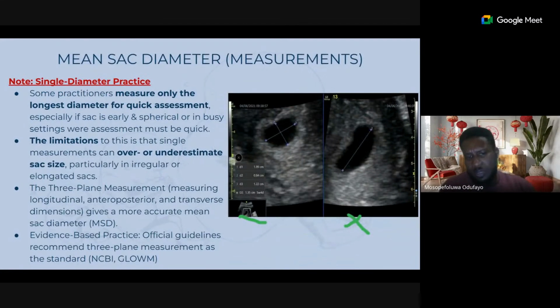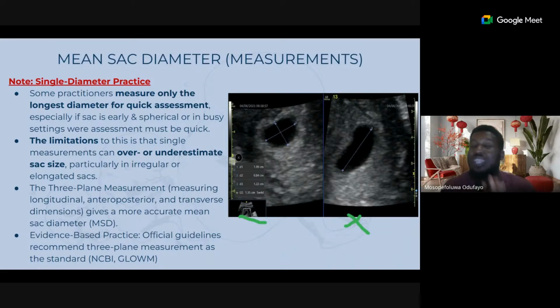Now, some people do it quite differently. There's something they do, which is what we call a single diameter practice. You'll see some people just look at the sac and take one diameter straight up. Well, it is okay to do this if you are just trying to do a very quick assessment, especially if the sac is early. You can't find the fetus inside and it still looks spherical, then it's most likely that whatever you get in all dimensions will be roughly the same.